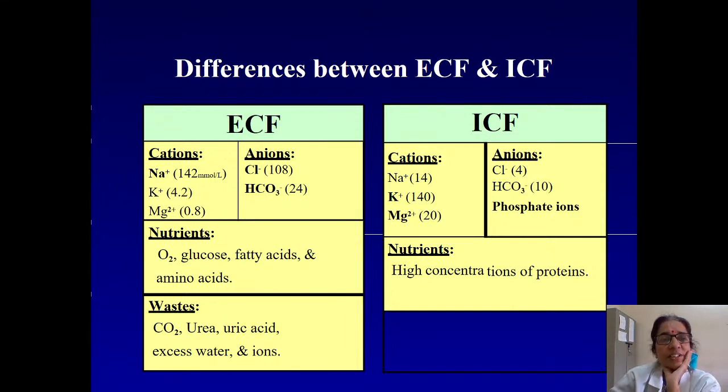So what nutrients does the ECF have? It has oxygen, glucose, fatty acids and amino acids. And what are the wastes in the ECF? Carbon dioxide, urea, uric acid, excess water and ions. Whereas the ICF will have a high concentration of proteins. I am emphasizing this slide because you should know the ECF will have more sodium, chloride and bicarbonates, whereas the ICF will have potassium, magnesium, phosphate ions and proteins also.